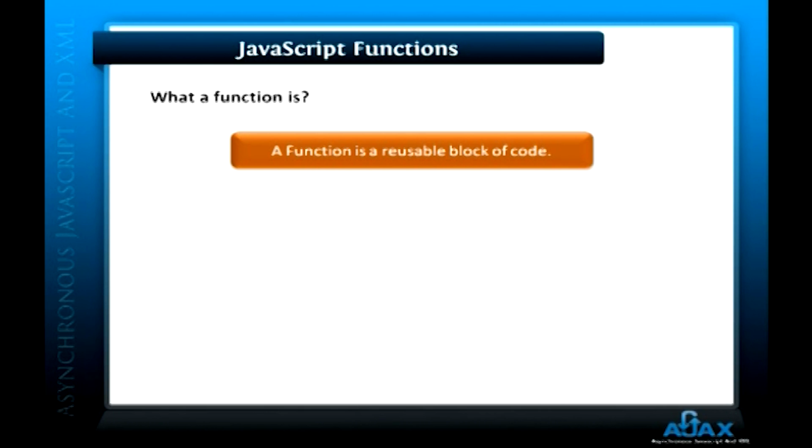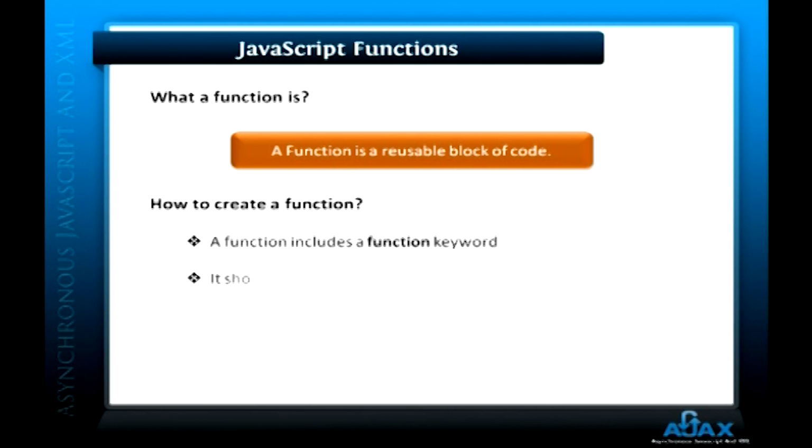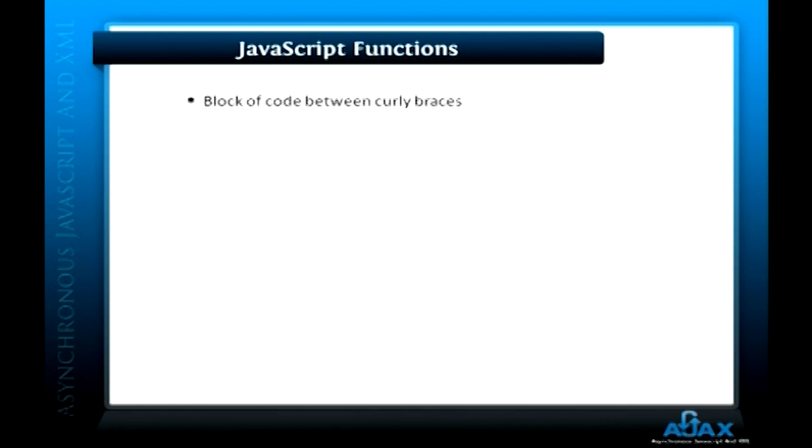In JavaScript, we have many built-in functions, and other than that, we can also create our own functions which we would like to reuse. Okay, now we will see how to create a function. A function includes a function keyword, and it should contain the following things: a function name, a parameter in parenthesis, and a block of code between curly braces. Well, now let's create one function.